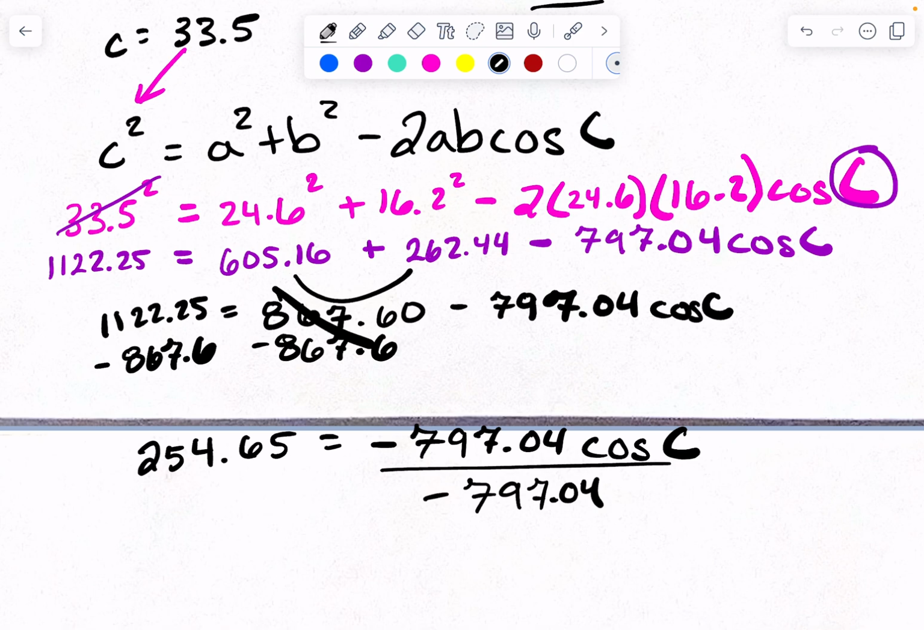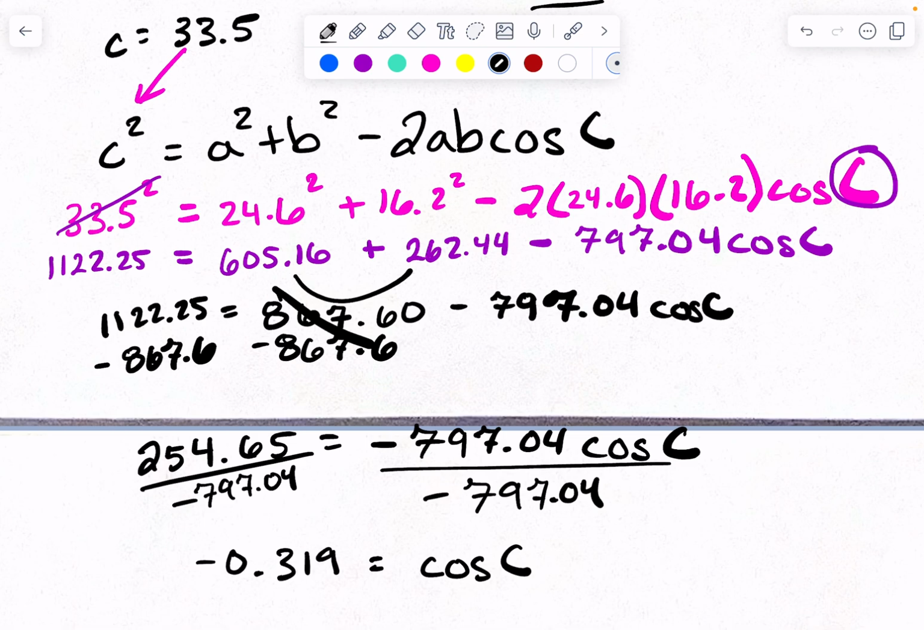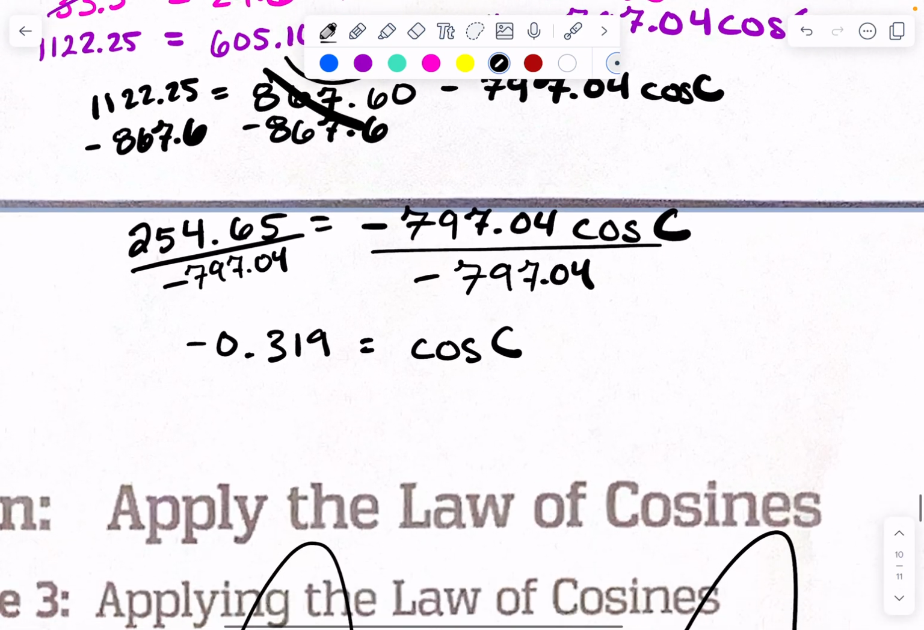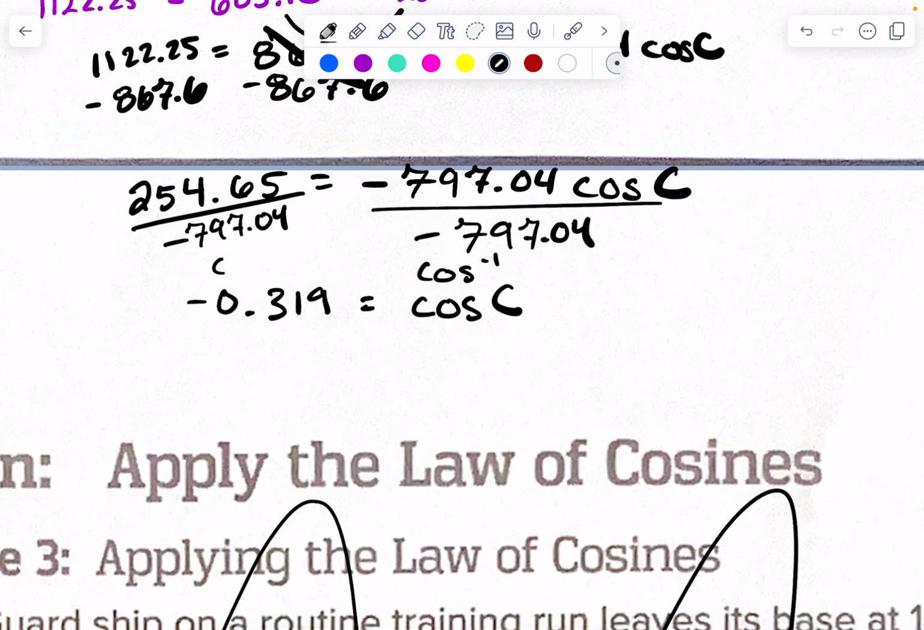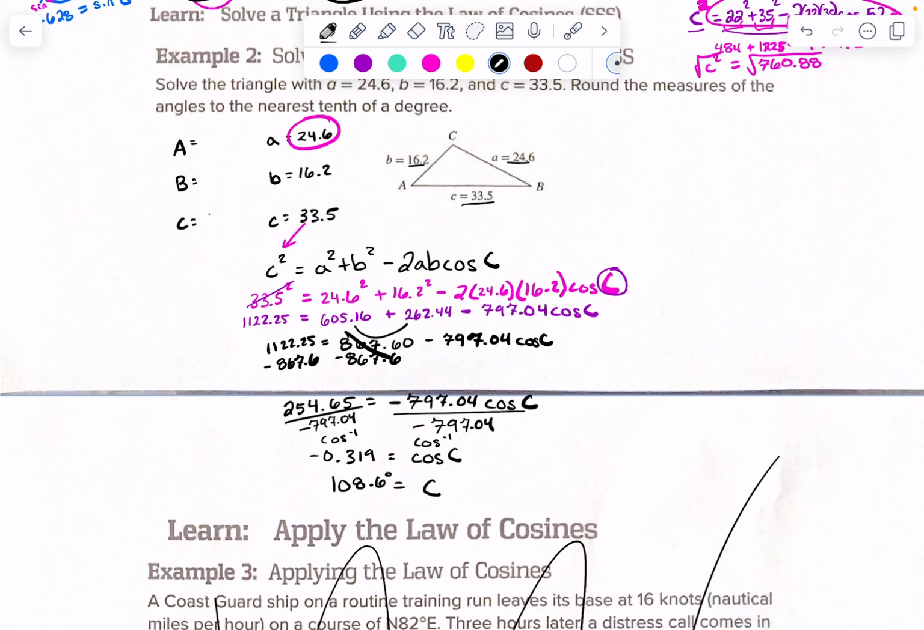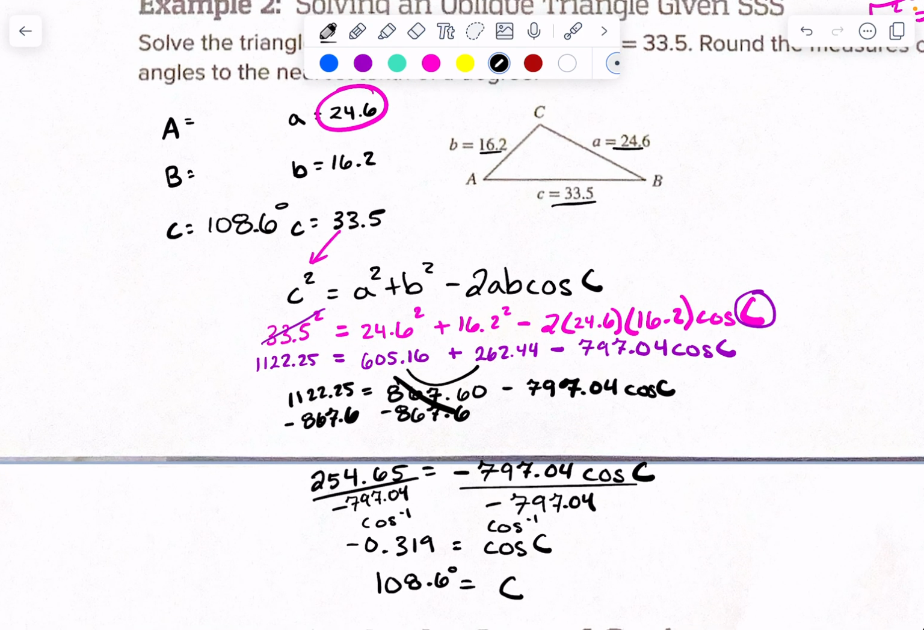I'm going to write out all my steps. You don't necessarily have to write out all your steps. And I get cosine of C equals negative 0.319-ish. Okay? And now to get C, I'm going to do the inverse cosine. And I get capital C is 108.6 degrees. Okay? 108.6 degrees. That seems like really big, right? But he is my longest side. And that seems appropriate. 108.6 degrees.